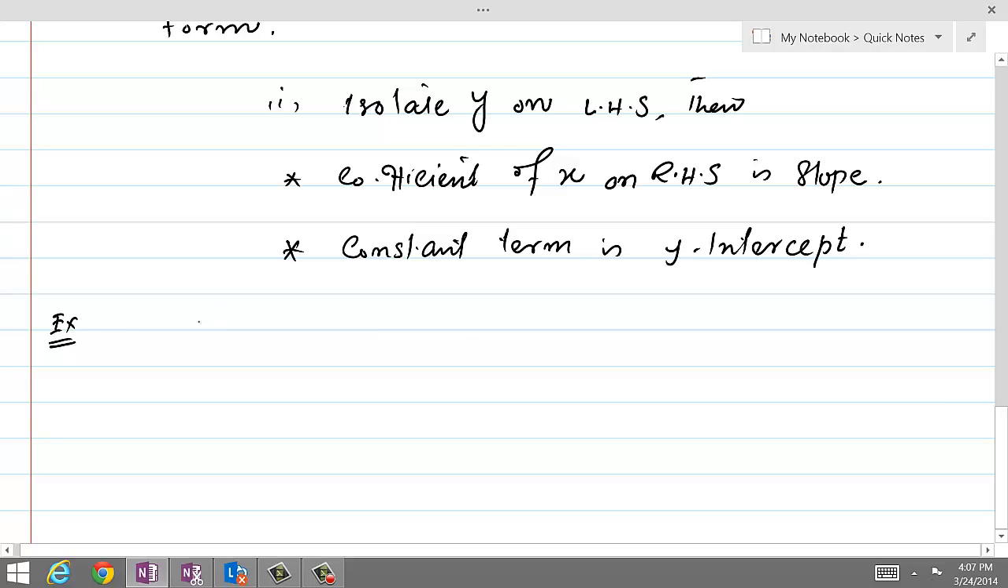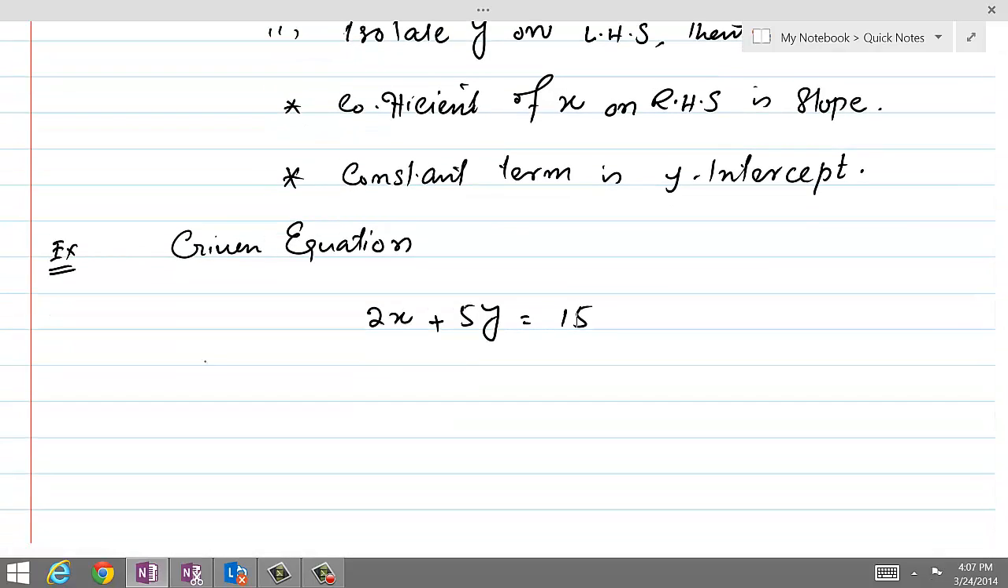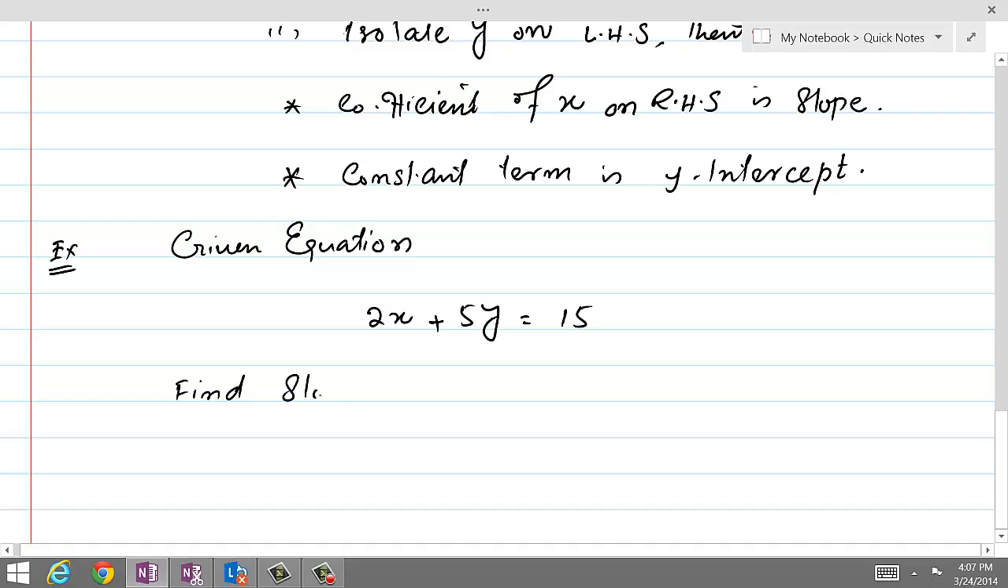And in this example, the given equation is 2x plus 5y is equal to 15. What is required of us is to find the slope and y-intercept. Slope means m, and y-intercept is denoted by c.